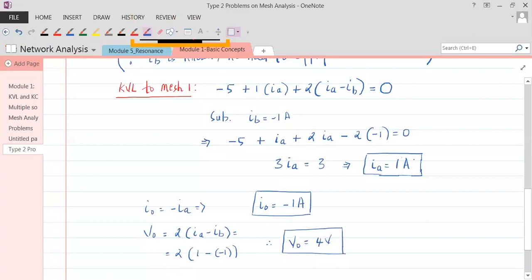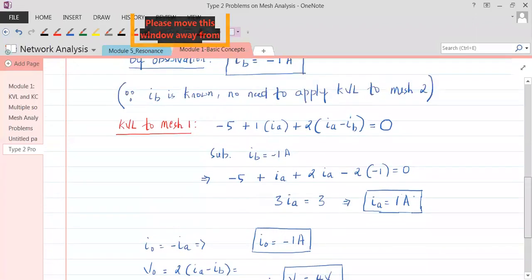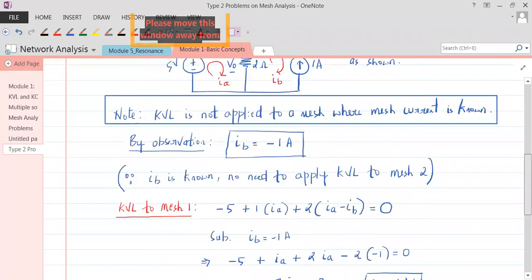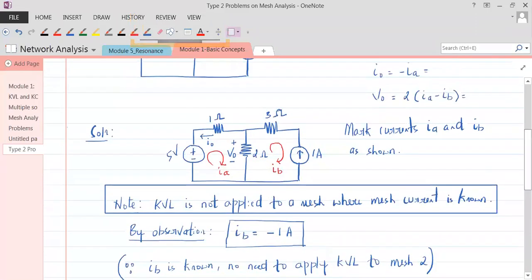IB is minus 1. So minus of minus. Okay, so 1 plus 1, 2, 2 to the 4. Is this okay? So this is how we calculate I0 and V0 in mesh analysis. Is this okay with you?